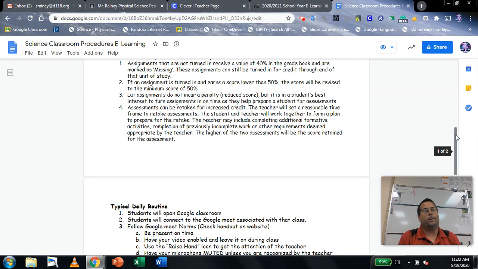If you're not doing the daily work, it's going to be really hard for you to follow along with the tests and do well on them. Now, in regards to assessments, you can retake those for increased credit. So you take a test, you didn't study for it, and you take it. We'll set up a time frame to retake the test. We will work together to form a plan.